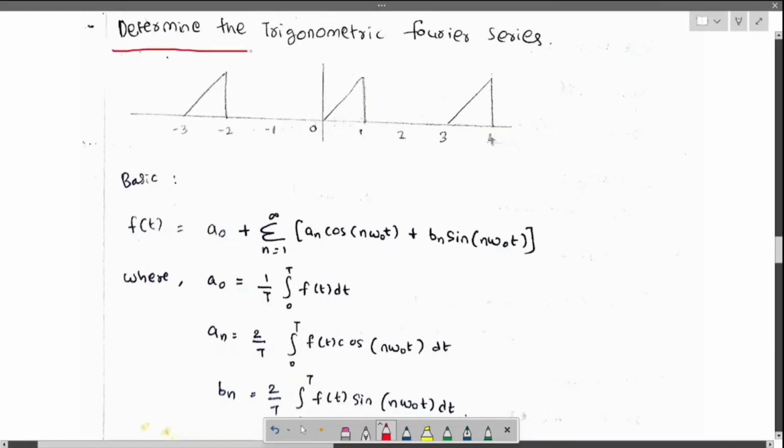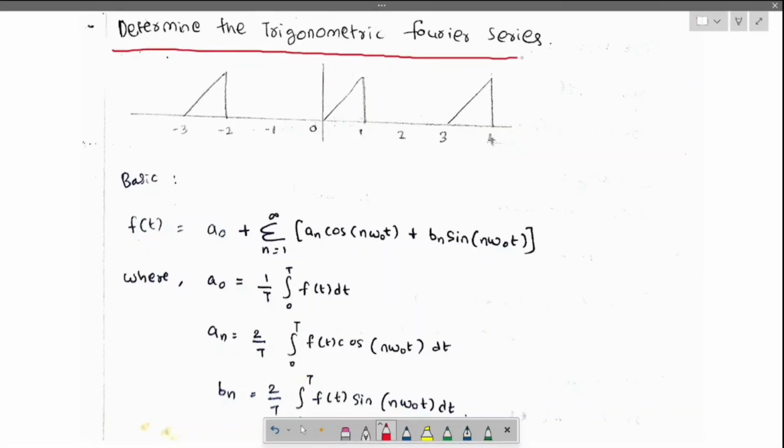In this video, we are going to determine the trigonometric Fourier series for such a type of graph. Our graph is like this: from 0 to 1 it is a spike, and from 1 to 3 it will be 0. For the trigonometric Fourier series, these are the basic formulas.